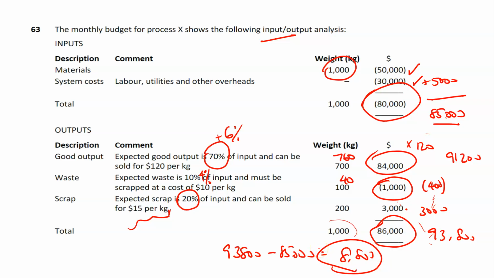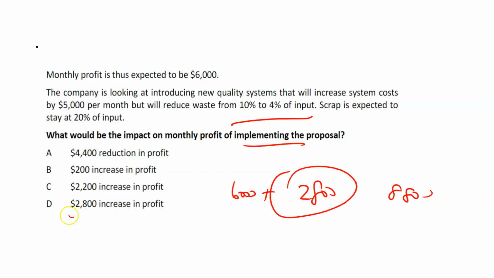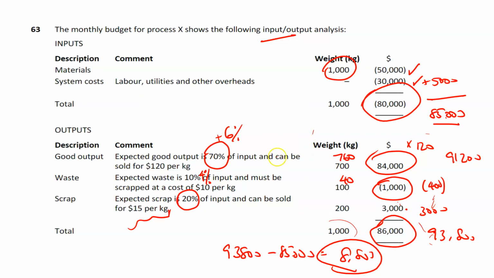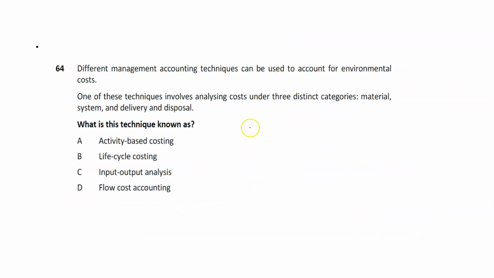The question asks what will be the impact on monthly profit, and I see that I had 6,000 before, now I have 8,800, so you're going to have an increase in profit of 2,800. So your answer becomes D. Good. Just watch it carefully, I think this is the bit where people can slip up. We need to account for the full 100%. We need to know what's waste, what's expected output, what's good output.